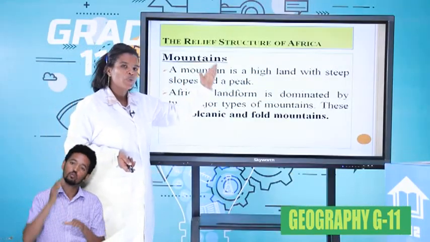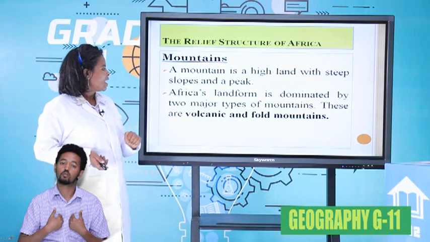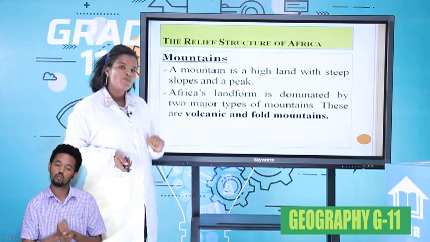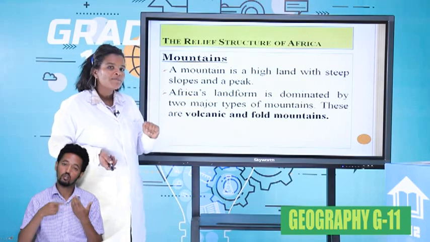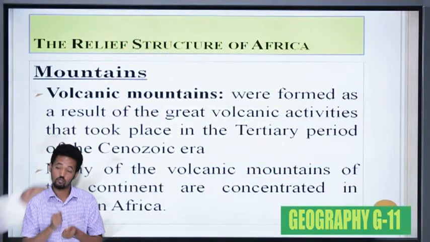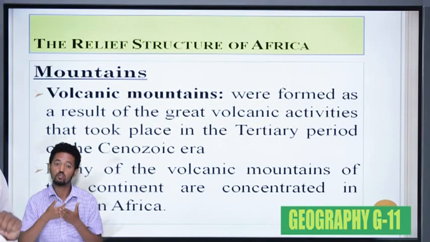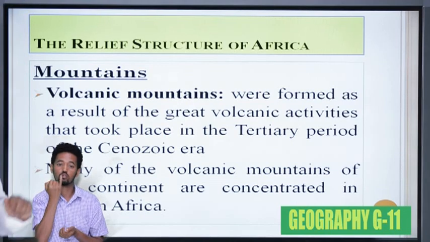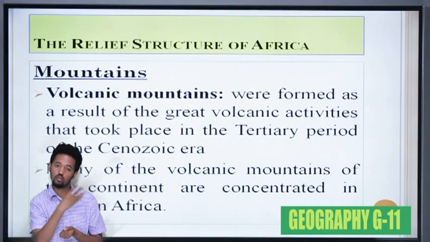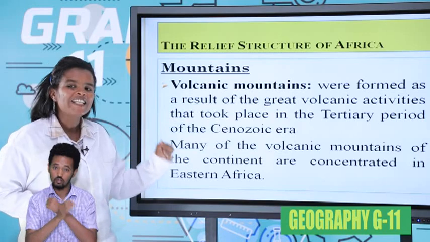A mountain is a highland with steep slopes and peaks. Africa's landform is dominated by two major types of mountain. These are volcanic mountains and fold mountains. Volcanic mountains were formed as a result of great volcanic activities. This took place in the Tertiary period of the Cenozoic Era. Many of the volcanic mountains of the continent are concentrated in Eastern Africa.